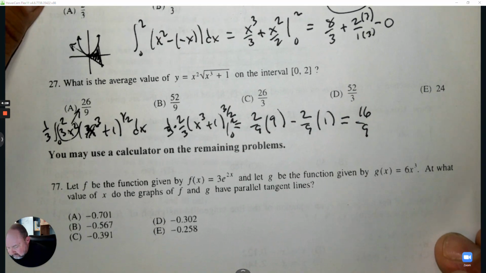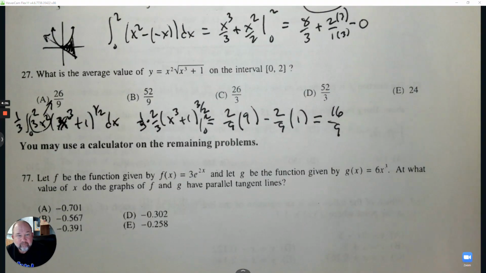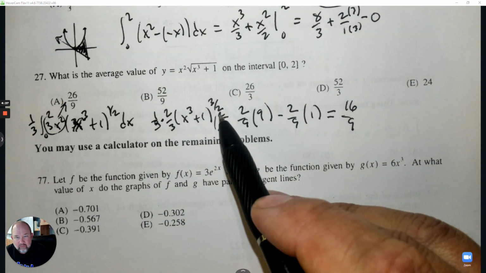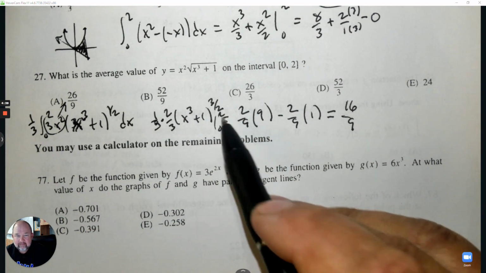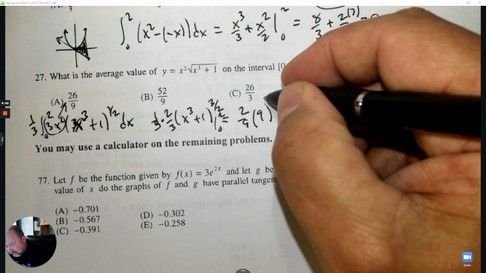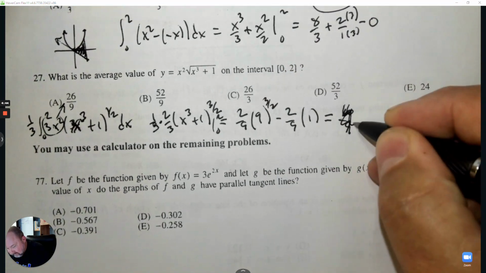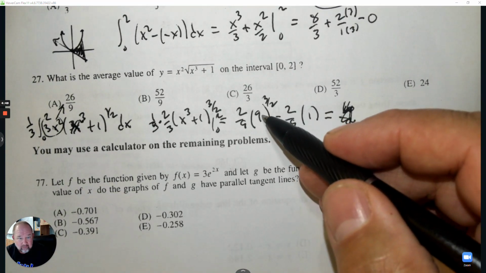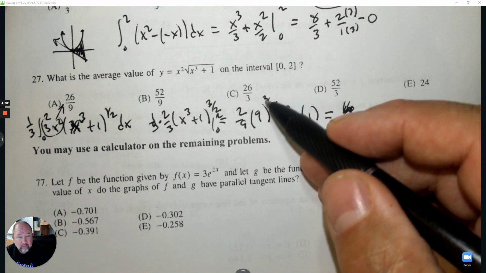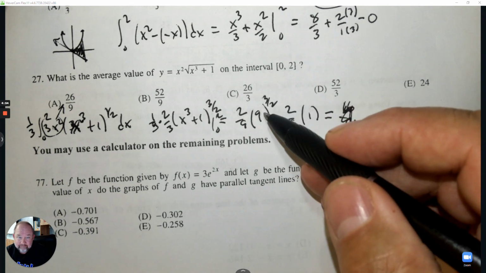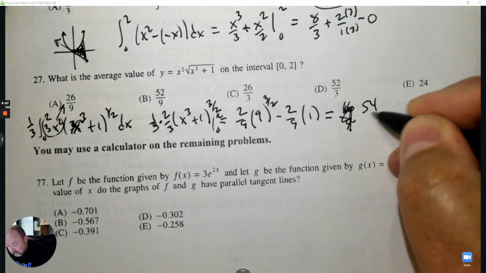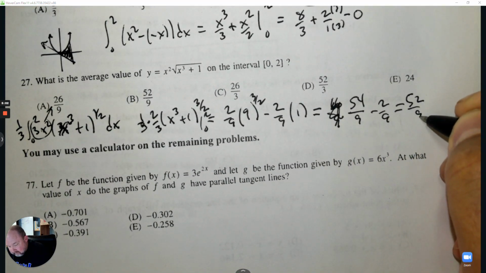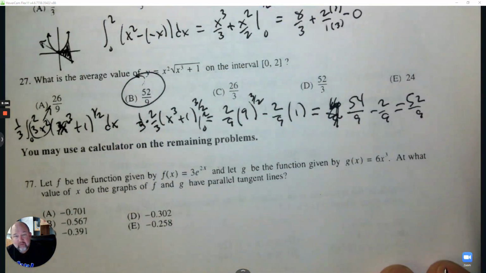What did I do? None of them match. Wait, I know what I did. You have 2 over 9 in it. So I actually didn't. 1 to any exponent is 1, but that's not true for 9, right? So this is the square root of 9, which is 3, and then 3 cubed is 27. This is 27. Times 2 is 54. So 54 over 9, take away 2 over 9. Now I get 52 over 9. And there's my answer.